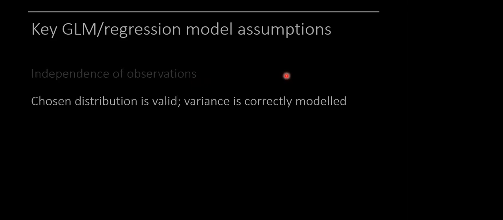The other key assumption is that you've chosen a valid distribution, a distribution that's correct for your data in your model, and that it correctly models the variance, that is, the unexplained variation that isn't explained by your independent variables.